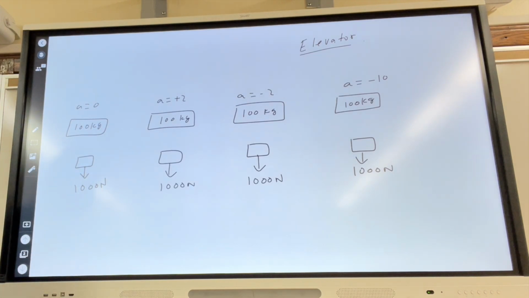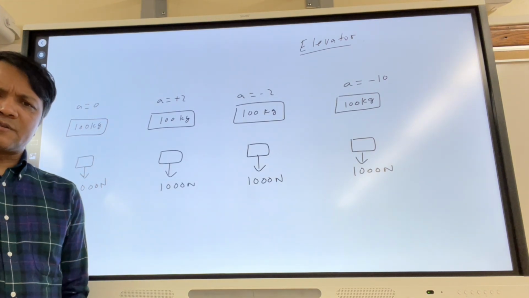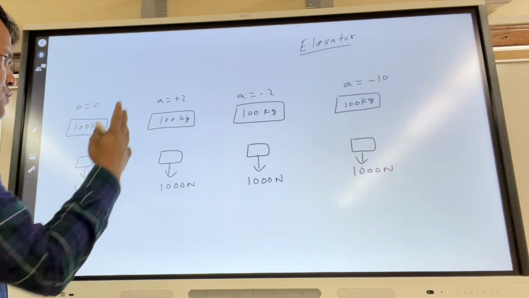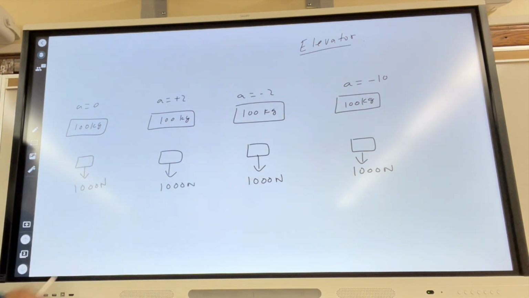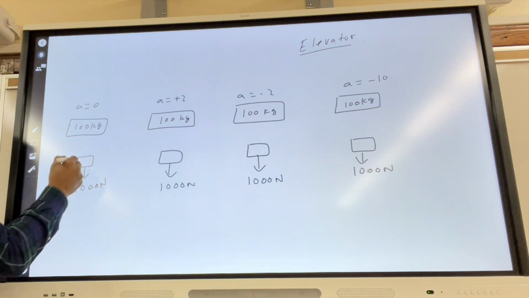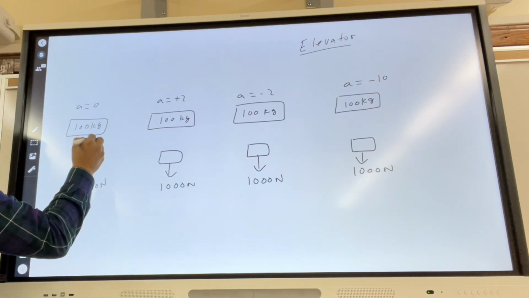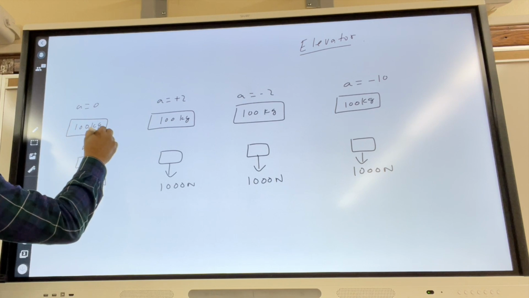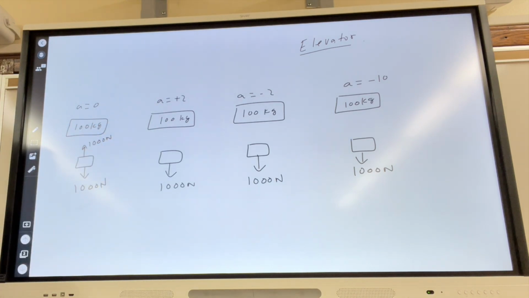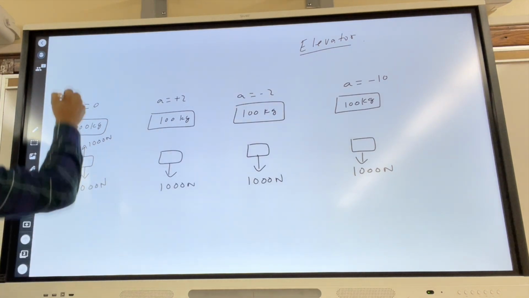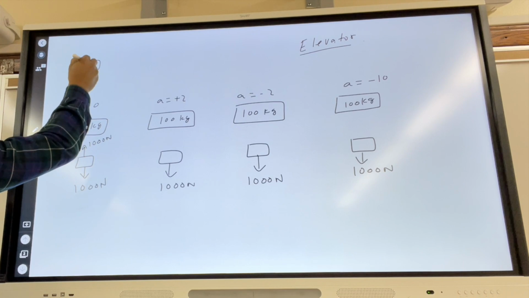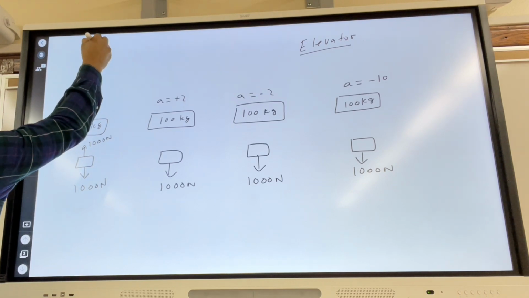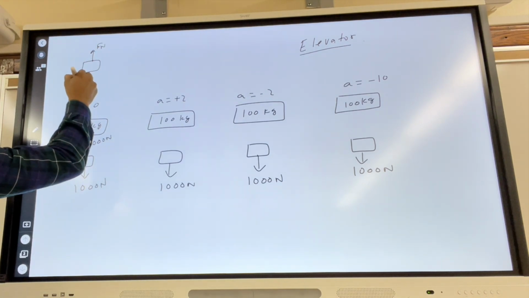The scale, when you stand in an elevator, reads the normal force. So we have to find the normal force. What is the normal force? The normal force would be equal in magnitude and opposite in direction. So the normal force is 1000 newtons. Why is that? Let's do the free body diagram. You have the normal force and you have Fg.